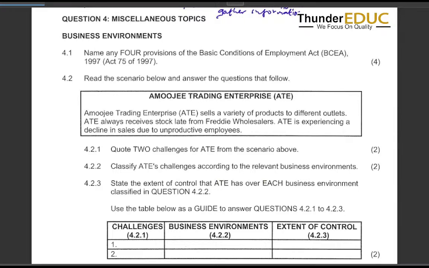So we are saying that here we have what? We have hours of work, we have leave, then we also have public holidays, and then lastly we have overtime.